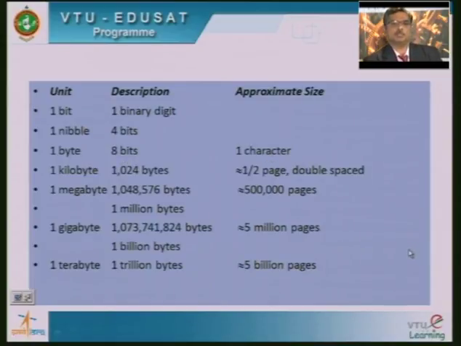1 kilobyte refers to 1024, and approximately half a page of information can be stored using 1 kilobyte of memory. 1024 refers to 2 to the power of 10. 2 to the power of 20 refers to 1 megabyte of information. 1 gigabyte refers to 2 to the power of 30. 1 terabyte refers to 2 to the power of 40. Like that, 5 billion pages can be stored in 1 terabyte of information.